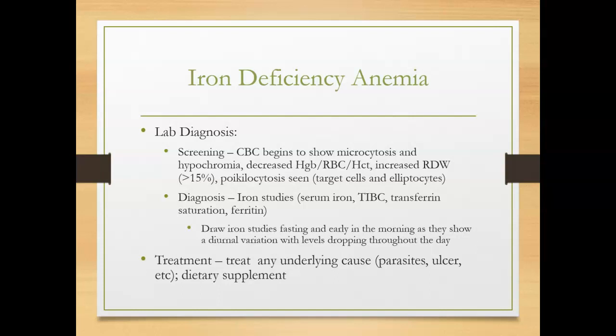The RDW, as we talked about last week, is where you have a variety of size of the red blood cells, right? So you may have a lot of small ones and a lot of big ones. The red cell distribution width being larger means there's a lot of different sizes present. We'll also see poikilocytosis if iron deficiency is severe enough. We may see target cells and elliptocytes, for example. All right, so a diagnosis is usually not made until we see those things on the CBC. We do iron studies, which would be a serum iron, the total iron binding capacity, the transferrin saturation, and a ferritin.